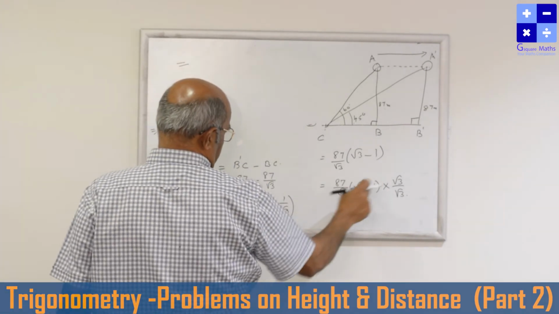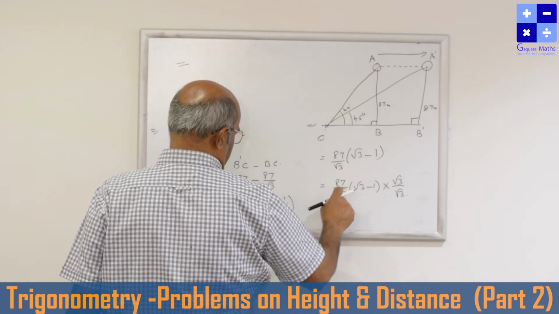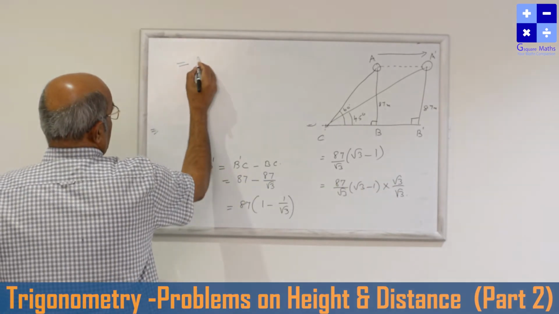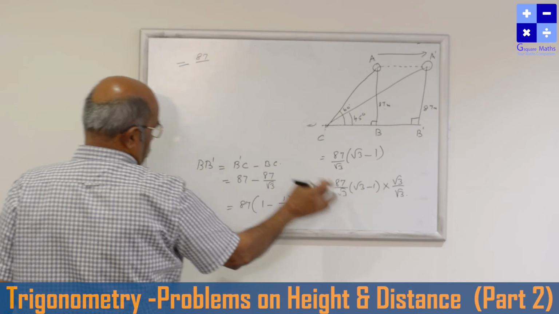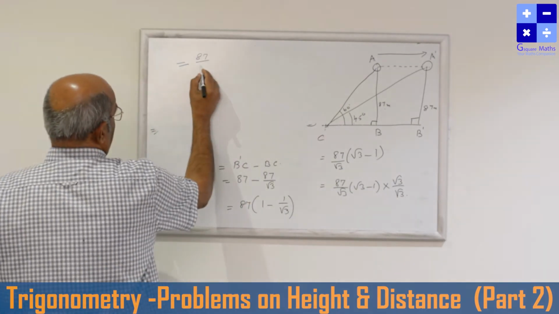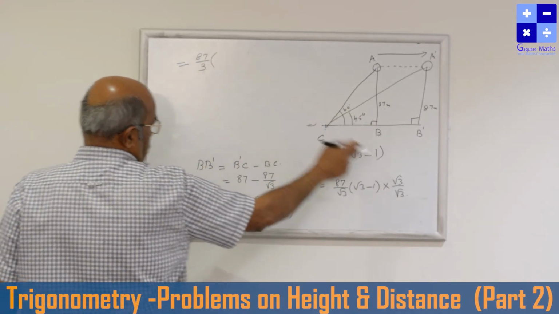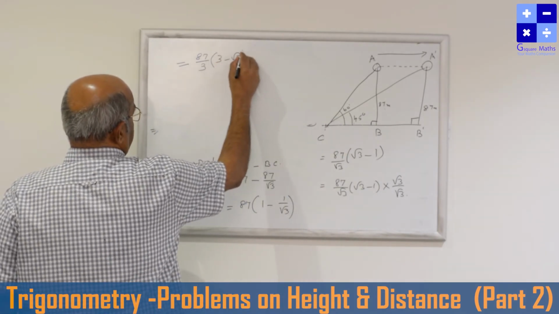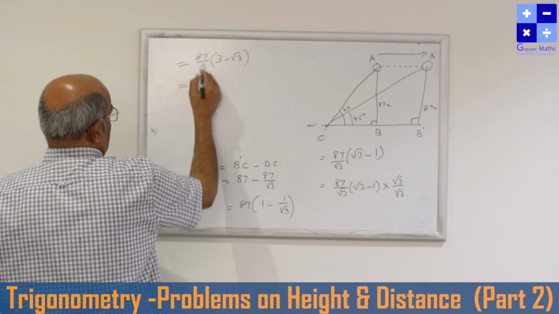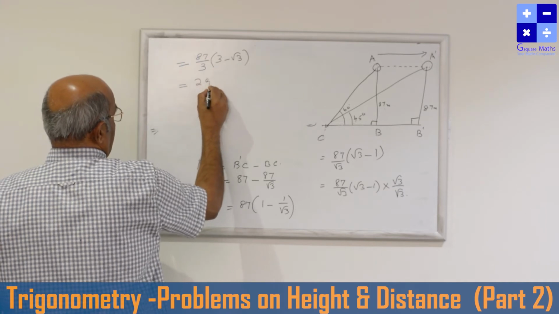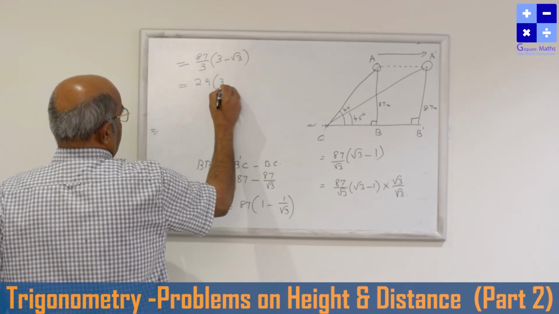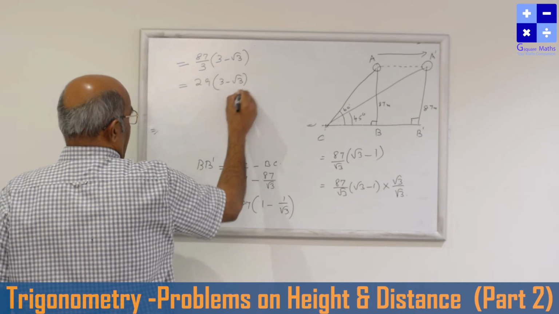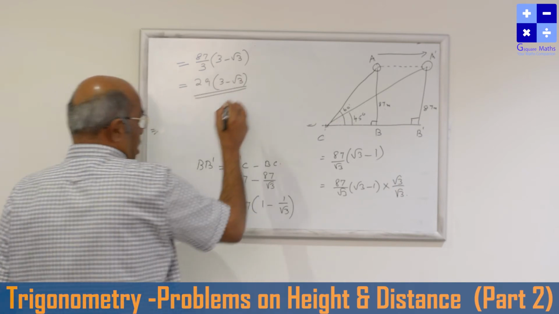To rationalize this, multiply the numerator and denominator by the same rationalizing factor. 87 by root 3 into root 3 is 3. Take this root 3 inside: 3 minus root 3. That is equal to 29 into 3 minus root 3. And this is the answer.